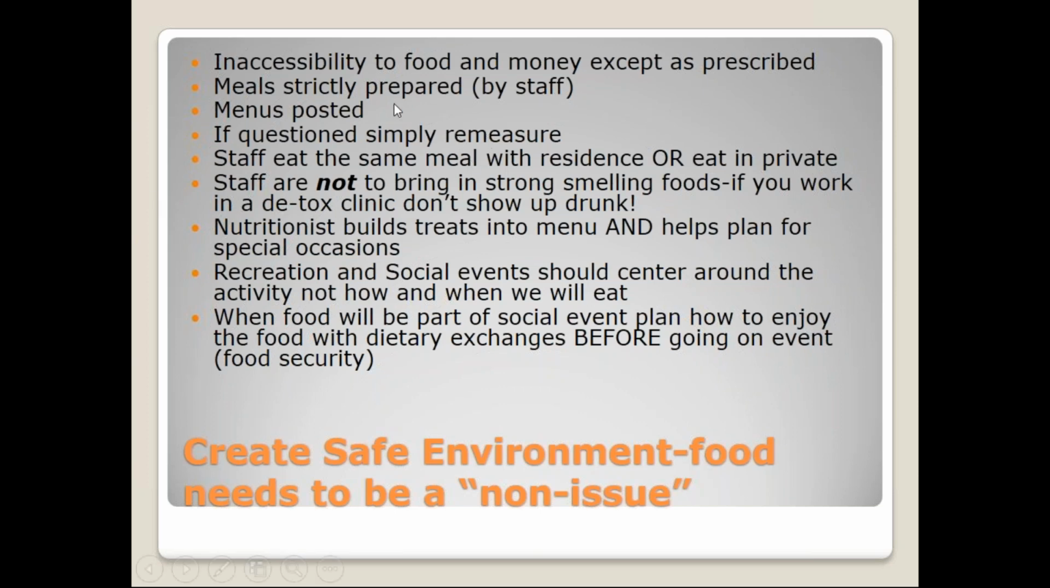Keep menus posted. Remember, we don't want any guesses. I need to know what my next meal is and what it's going to be. Because if I don't like green beans, I'm going to need to know exactly what I can exchange and how many ounces of that I can exchange it for. If a person questions you, he got more salad or I didn't get enough salad, simply put it back in the measurement and remeasure it. All right? Staff, very, very important. Eat the same meal as the residents are eating or eat in private. Don't bring meals that smell strongly in there.